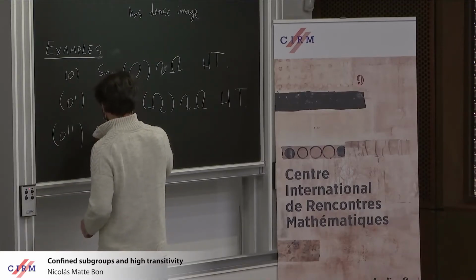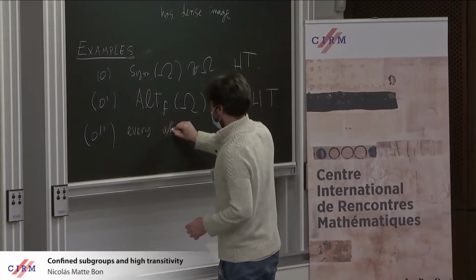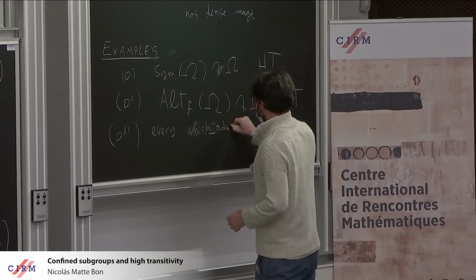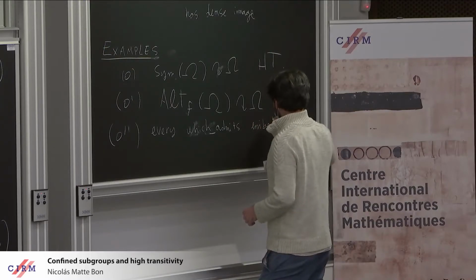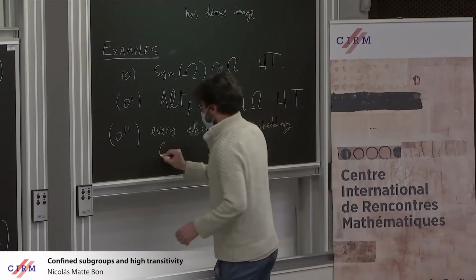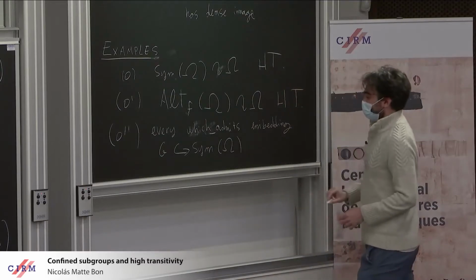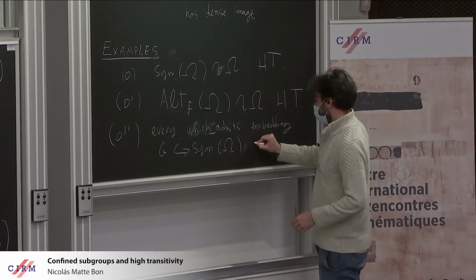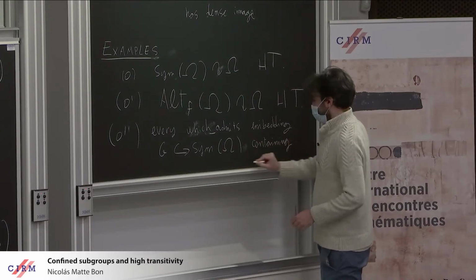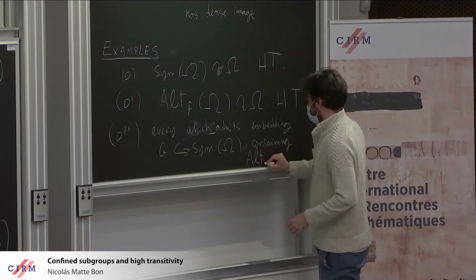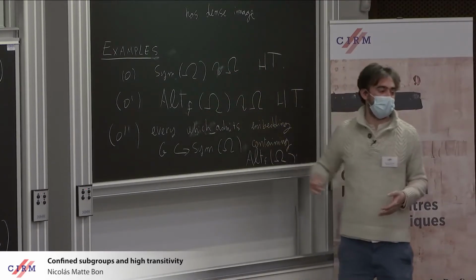is every G which admits an embedding inside the group of permutations whose image contains the alternating group of finitely supported permutations. Of course every subgroup of it which contains that is still highly transitive.